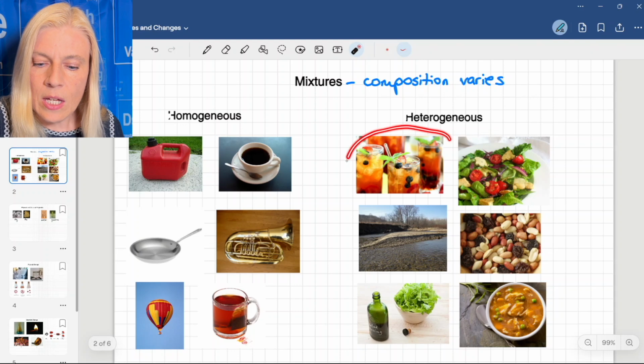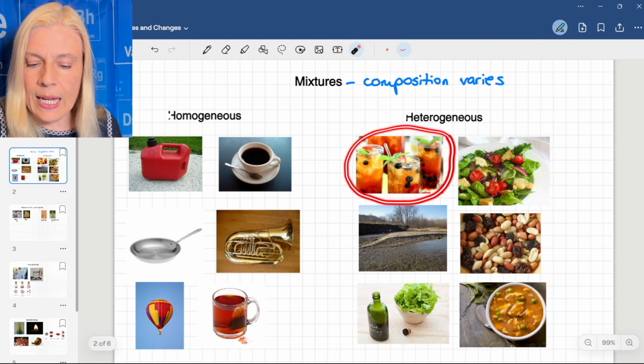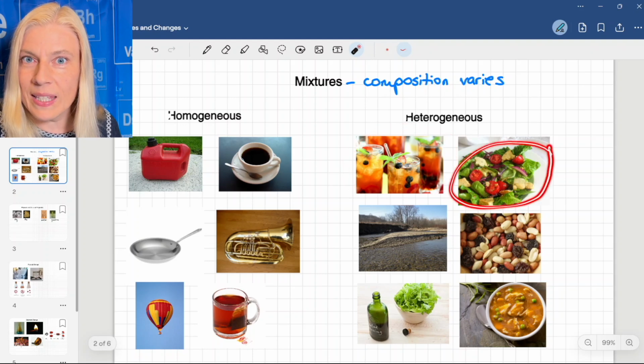So let's look here. This is iced tea, but look at this. I have ice cubes, I have blueberries. Every sip might be a little different. The sip on the bottom is different than the sip on the top. So that's a heterogeneous mixture. Garden salad. Again, every bite might taste a little bit differently. One bite might have a tomato in it, one bite might not. So it's a heterogeneous mixture.